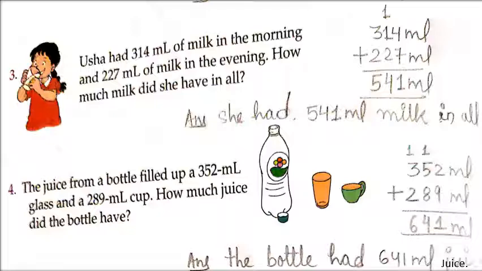So we start adding from the right side. So 2 plus 9 is 11. So children, write 1 here and 1 carry. Now at tens place 5 plus 8 is 13 plus 1 is 14. So write 4 here and 1 carry. Now at hundreds place 3 plus 2 is 5. So 5 plus 1 is 6. So write 6 here. And below the milliliter write milliliter. So children, your answer will be the bottle had 641 milliliter juice.